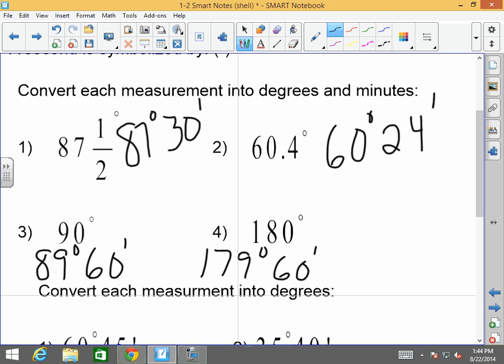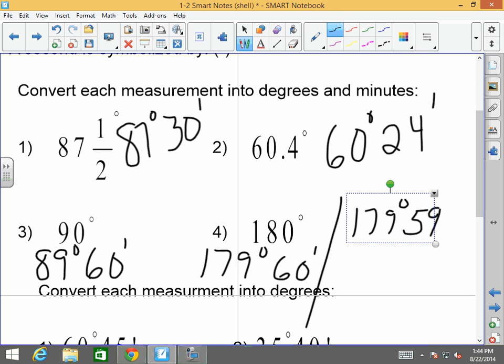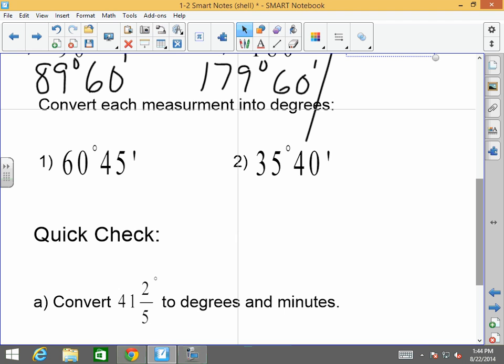Now, if I wanted to expand that into seconds, what would it be, gentlemen? Sir? 179 degrees, 59 minutes, and 60 seconds. Correct, sir. Excellent. Because that 60 seconds is one minute, and that 1 minute makes the 59 into 60, and then 60 minutes is 1 degree, which you add to the 179, so that's 180 degrees in total.